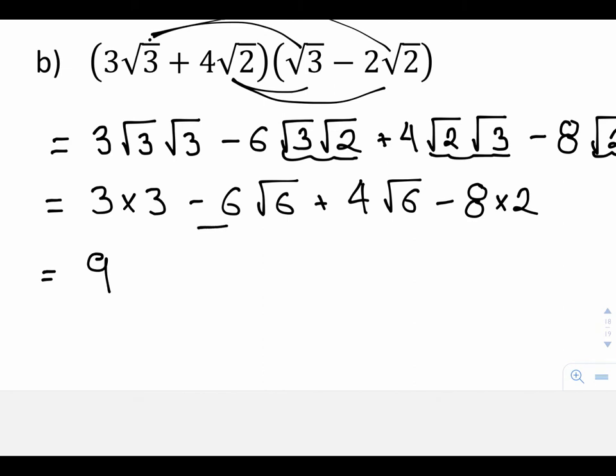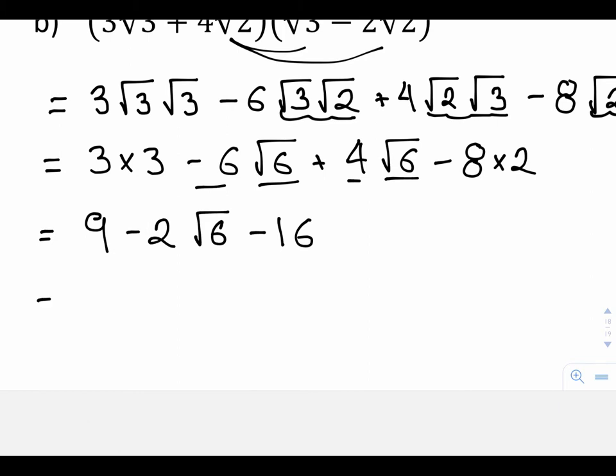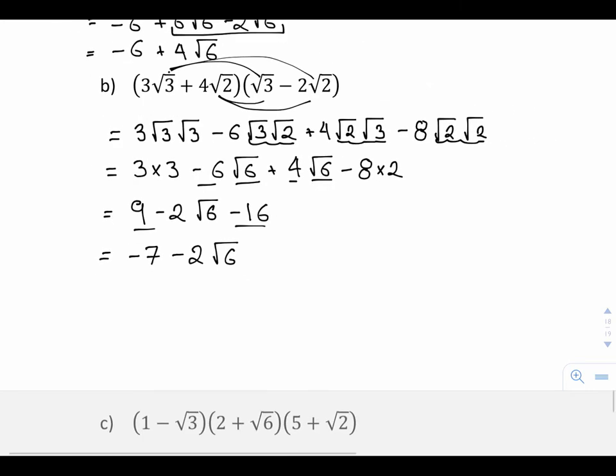9, negative 6 and positive 4 will give me negative 2 root 6. Again, I can add them because they both have the same root 6 attached to them. And negative 8 times 2 is negative 16. So let's combine like terms. The 9 and the negative 16 gives me negative 7 minus 2 root 6. So there is your question B solved for you. Again, expanded and simplified.